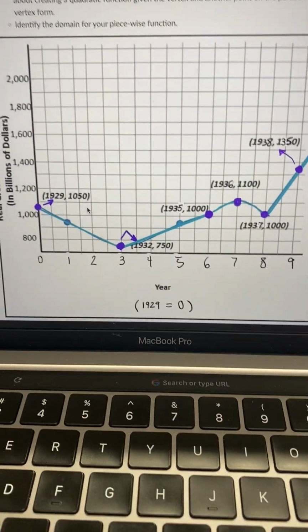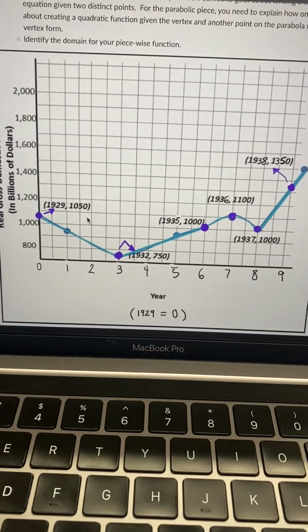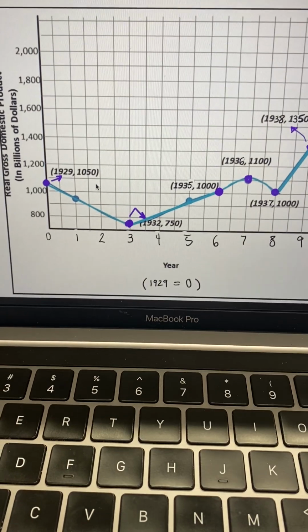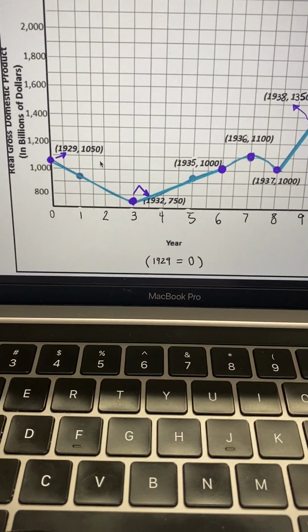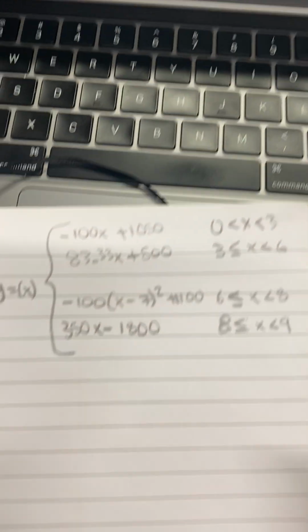So that's how I submitted all the information, based on all the information that I gathered from here. And yeah, that's how I found the solutions.